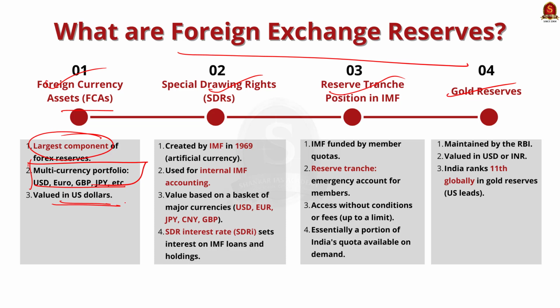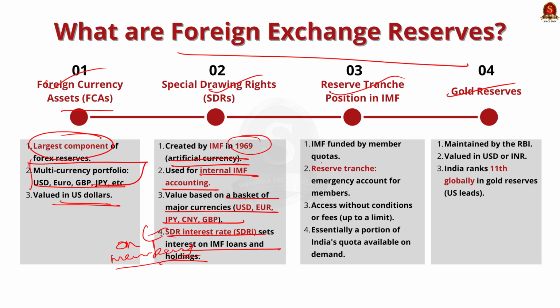Now coming to the special drawing rights, they are an artificial currency instrument created by IMF in 1969. IMF uses them for internal accounting purposes. The value of SDR is calculated from the weighted basket of major currencies such as US dollar, euro, Japanese yen, Chinese renminbi, and British pound. The SDR interest rate provides the basis for calculating the interest rate charged from the member country when they borrow from IMF. Note that it is also the interest rate paid to the member for their remunerated creditor position in the IMF. Now we will see about reserve tranche position of India in IMF.